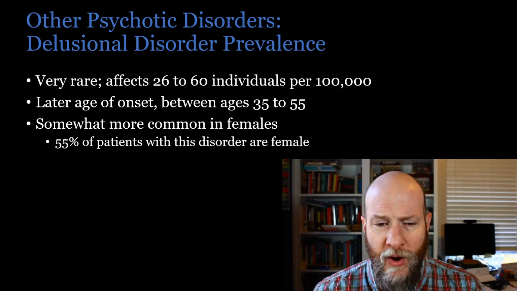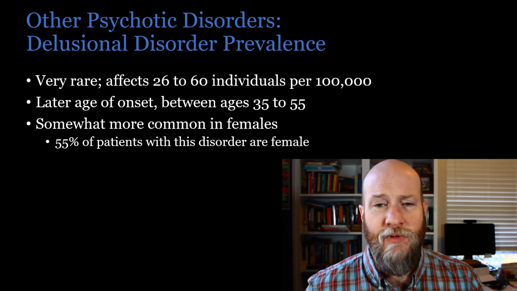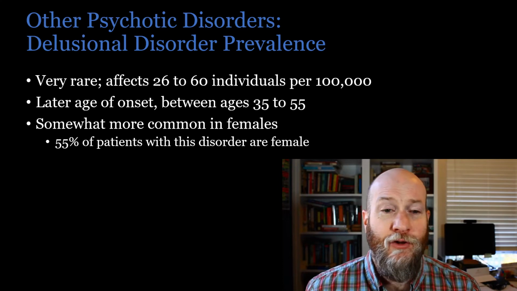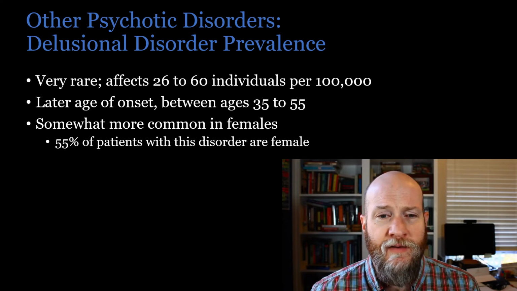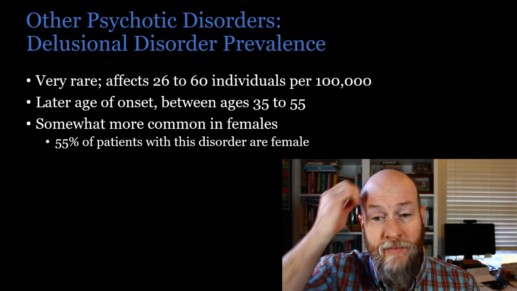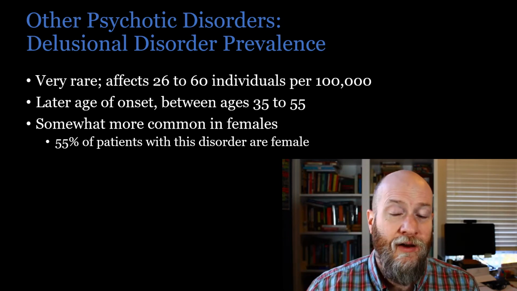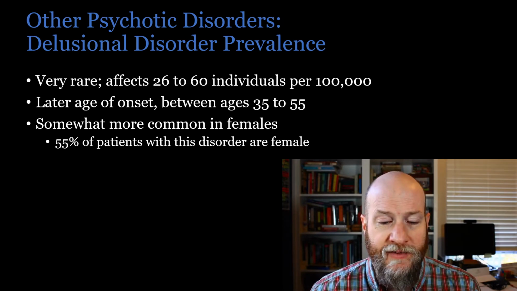Delusional disorder is quite rare, 26 to 60 individuals per 100,000, so an extremely low prevalence rate. It tends to have a later age of onset than schizophrenia, so we're talking middle age, 35 to 55. It is somewhat more common in females. About 55% of patients who present with this disorder are female. So it has some different manifestations and different onset characteristics than schizophrenia, which is one of the reasons why it's differentiated as a separate disorder.